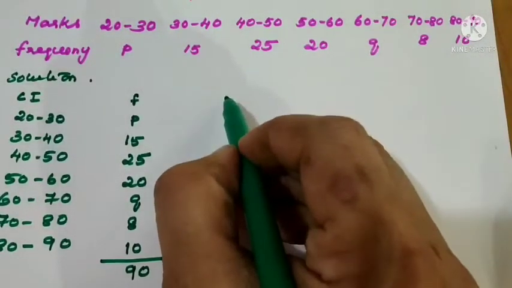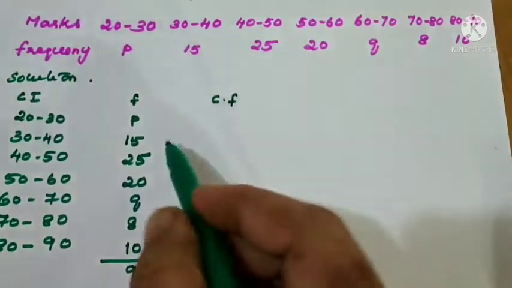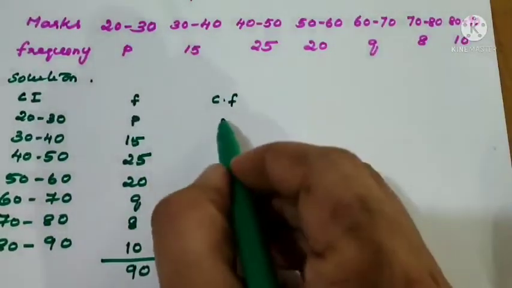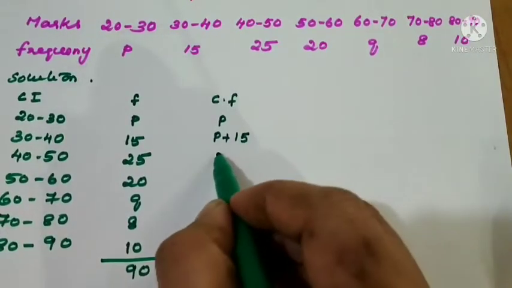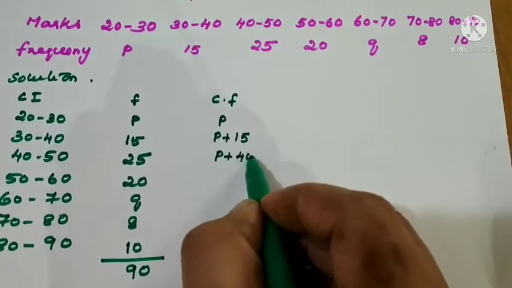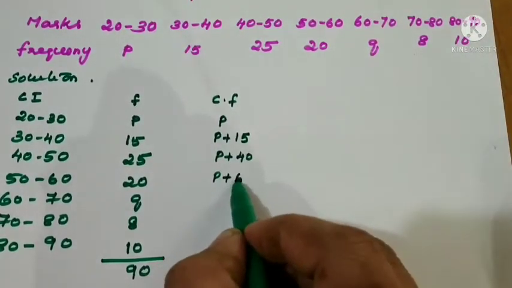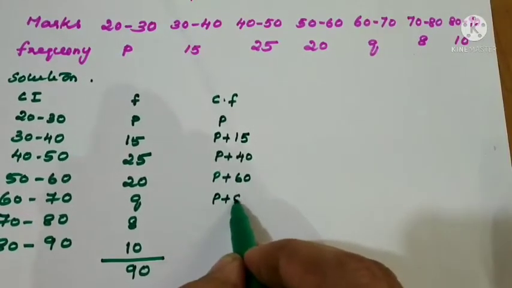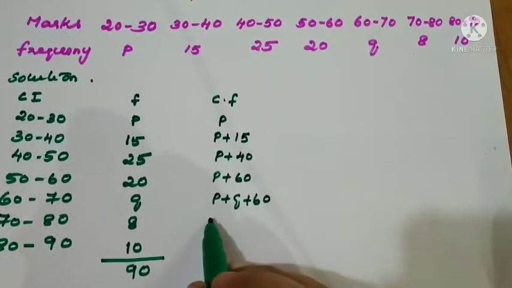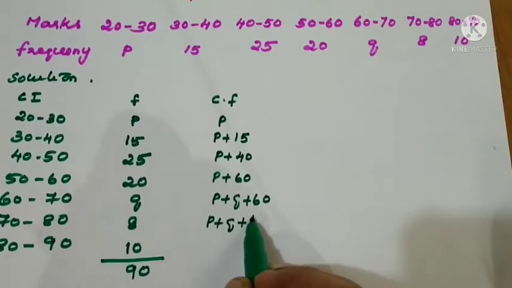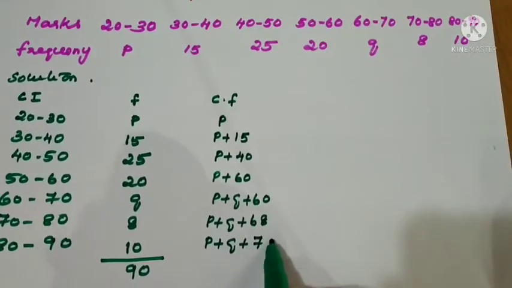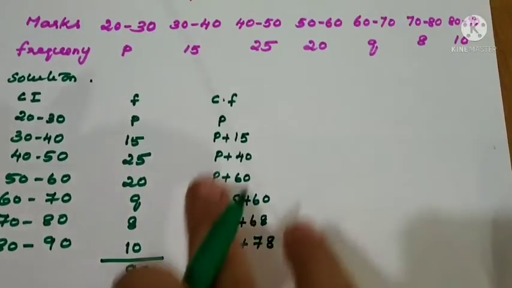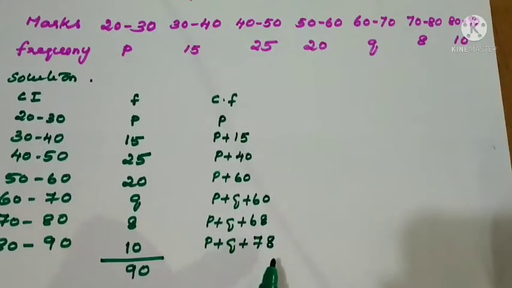Next, what is CF we should write? Because it is a median question, CF is required. P, P plus 15, P plus 40, P plus 60, P plus Q plus 60, P plus Q plus 68, P plus Q plus 78. So the CF total is P plus Q plus 78, which is already equal to 90.